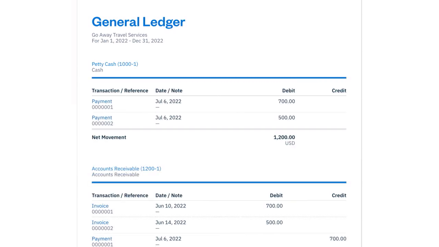So you have petty cash, you have accounts receivable, you might have different accounts: assets, liabilities, expenses, and revenue. Like I said, non-operating revenue, but also non-operating expenses.